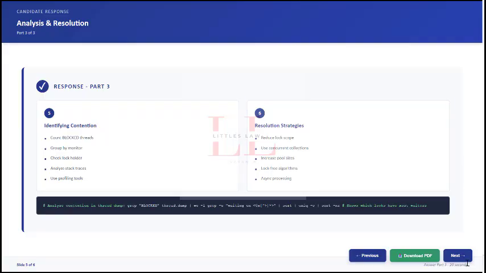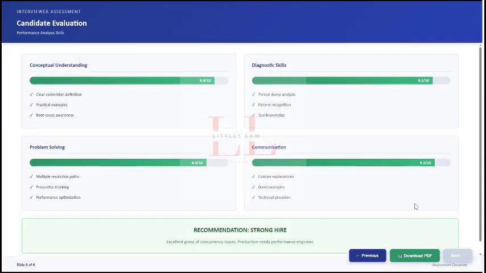And finally, you will get evaluated based on whatever answer you have given to the interviewer. Overall, I would say that you must demonstrate a solid understanding of concurrency and performance issues, practical debugging skills, and good problem solving instincts. So it's always good that you showcase all your knowledge on this part.